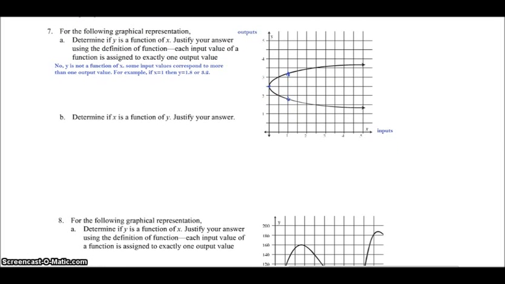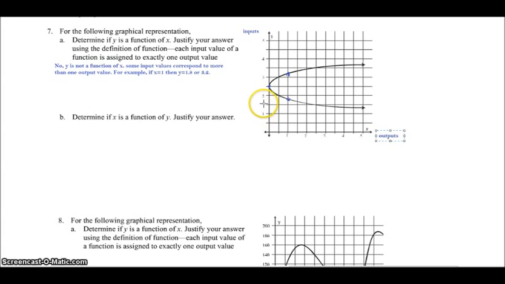This one says, determine if x is a function of y. Justify your answer. So here, the output and inputs are switching. Now, we want to see if x is a function of y. Remember, when we say is a function of, it's always output as a function of the input. So now, y is going to be our input, and x will be the output. So let's see if this is a function. If we pick any value of y, you have to maybe tilt your head sideways and look at the y-axis. Now these are our inputs.